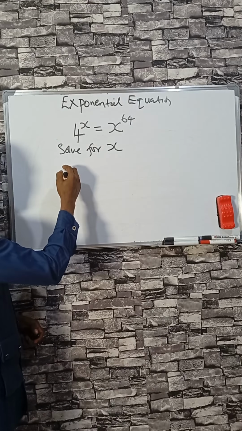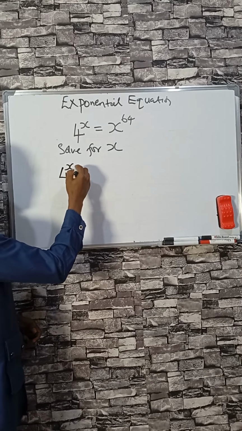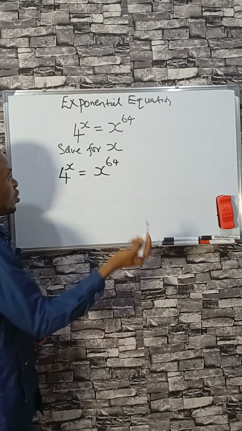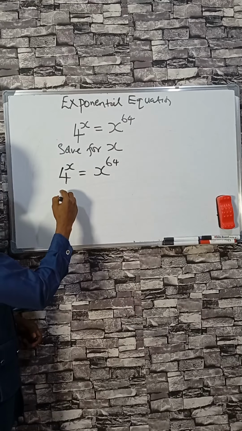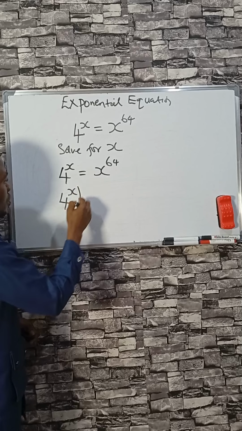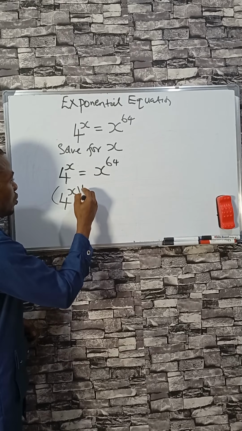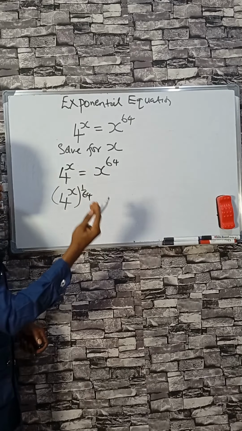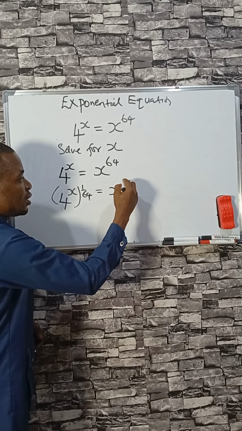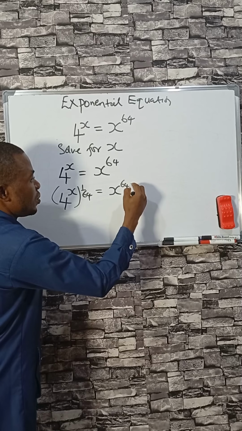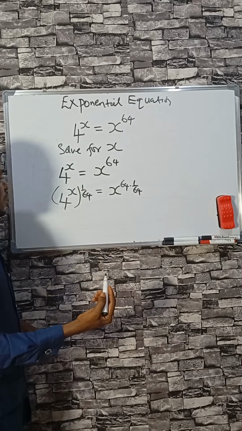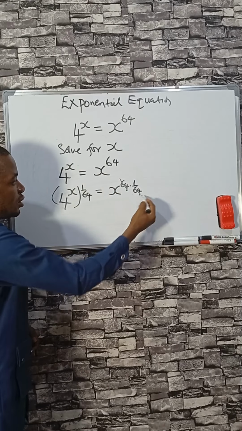Now, 4 raised to the power of x equals x raised to the power 64. What if I multiply the powers on the left hand side and the right hand side by 1 over 64? The dot here means times. If that happens, this and this will go.